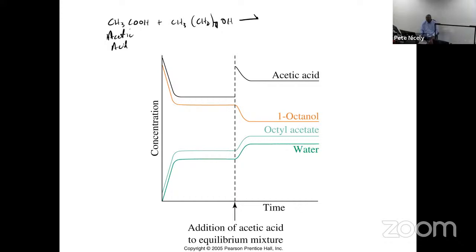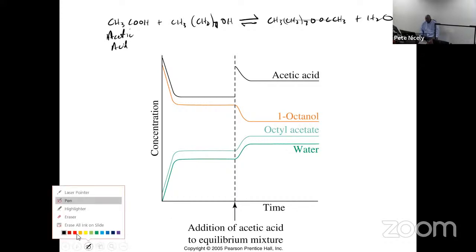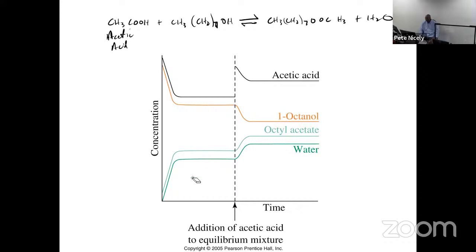And then you have the equilibrium between those reactants and the product here, which is octyl acetate, which has this formula CH3, CH2, 7, O, and then OCCH3, plus H2O. All right, so that's the reaction here. It's an organic reaction. All these compounds are organic except the water. Okay, so that's the equilibrium that this graph is all about.